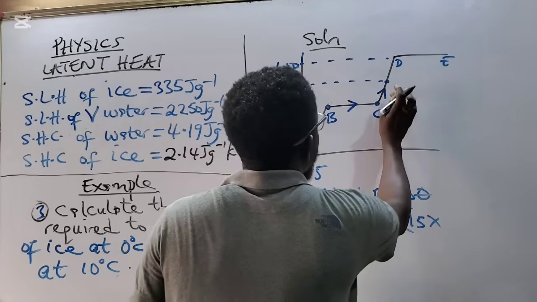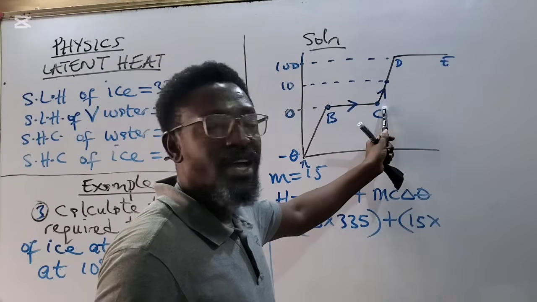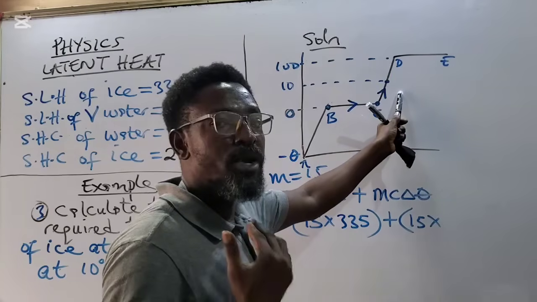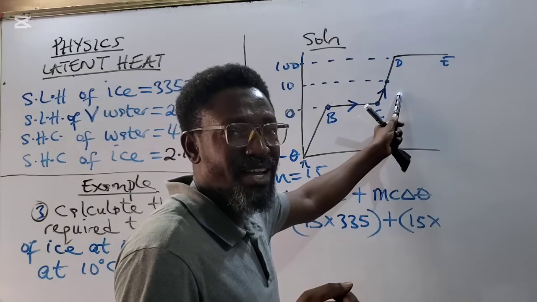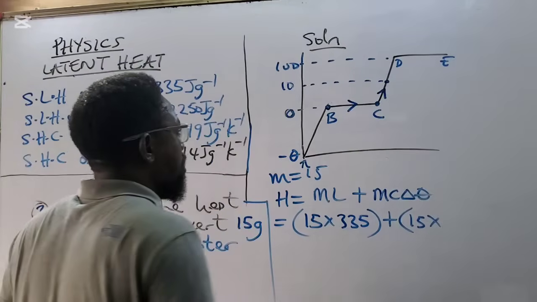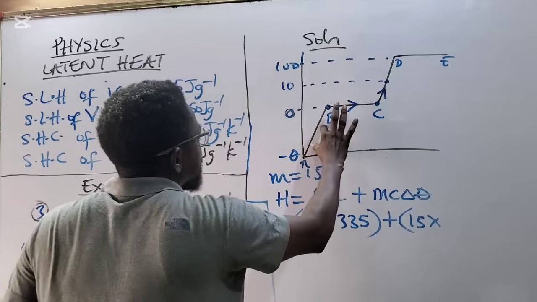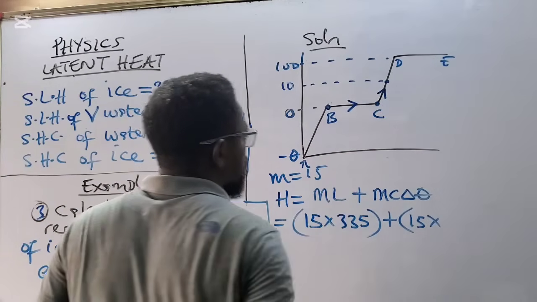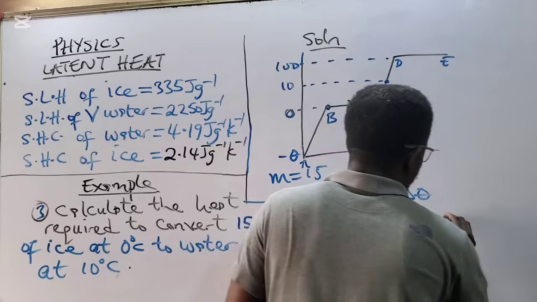Then here, the ice has been converted to water. The temperature of the water increases. So I'm going to make use of the specific heat capacity of what? Is it ice or water? It's going to be water. The reason is because the ice has melted. From here up, we would have used the specific heat capacity of ice. Now that it has been converted to water, from here up we make use of the specific heat capacity of water, which is given as 4.19.